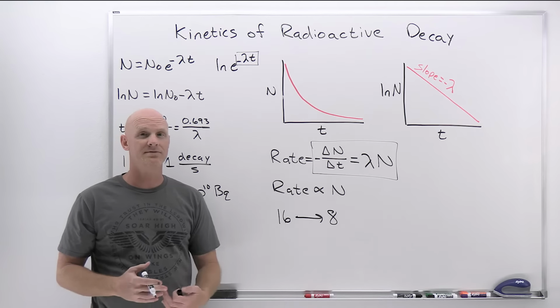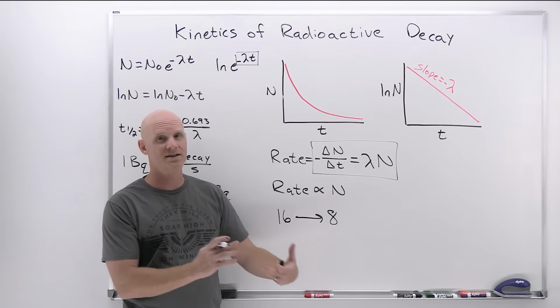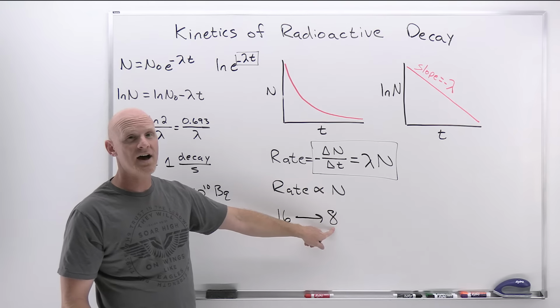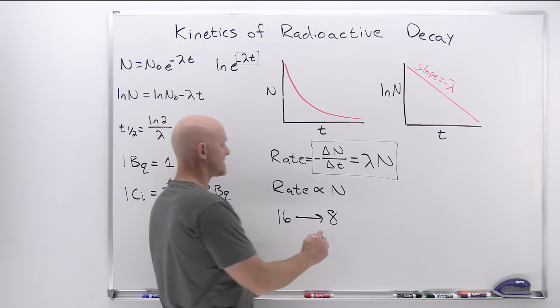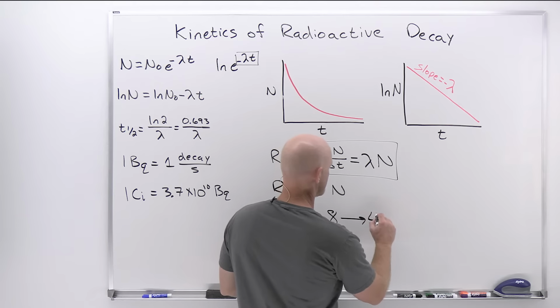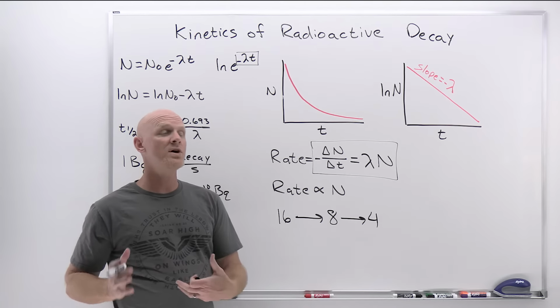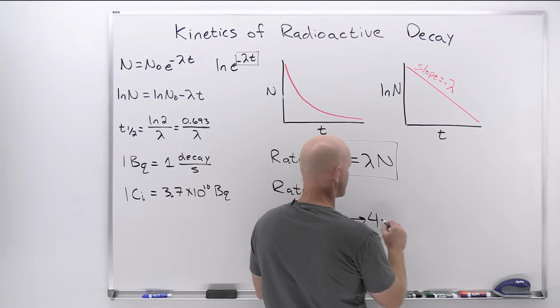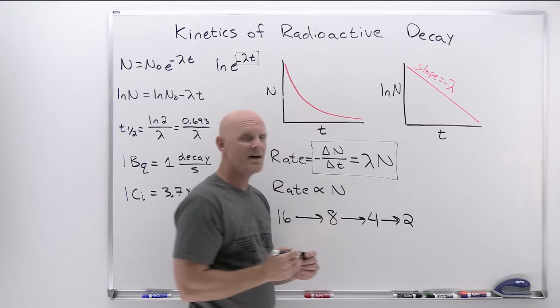That's after one half-life. Now, if that same amount of time passes again, a second half-life, then half of the 8 that you had here are now going to decay. That's 4 that are going to decay, leaving 4 left. And if you go through another half-life, then half of these 4 are going to decay. That's 2 that are going to decay, leaving 2 left.